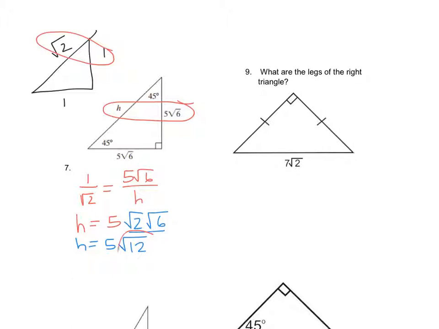Now you need to break down root 12. So root 12 is going to be equal to 2 root 3. So I'm going to write h equals 5 times 2 root 3, because that's the same thing as root 12. Root 12 is 2 root 3. So in the end, you have h equals 10 root 3.